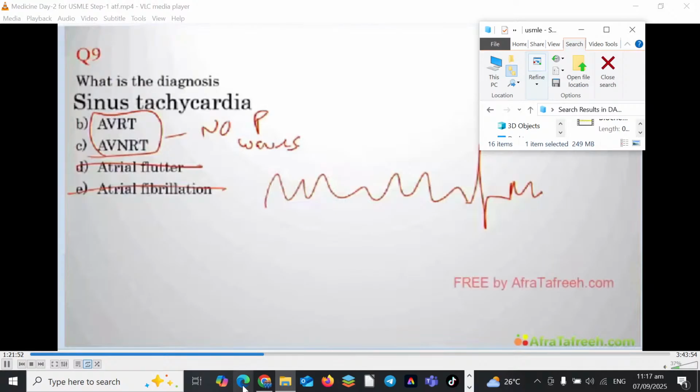When you have sinus tachycardia, you have to treat generalized anxiety disorder. That means you have to refer him to the psychiatrist, not to the cardiologist. That is what the basic point is.